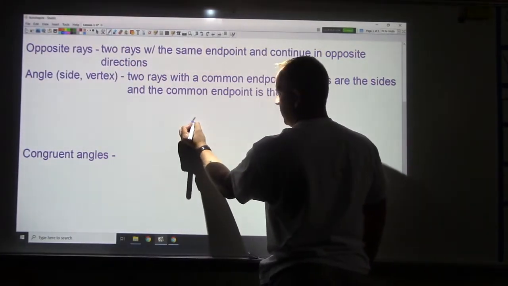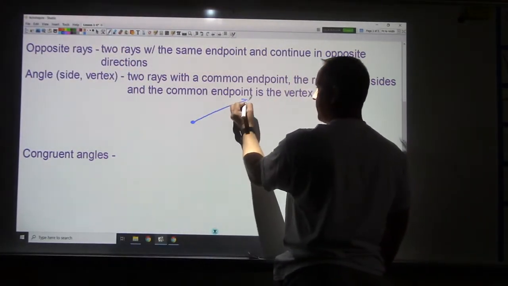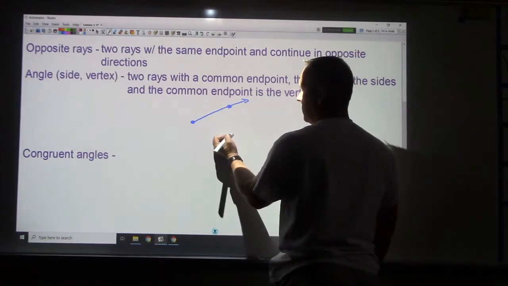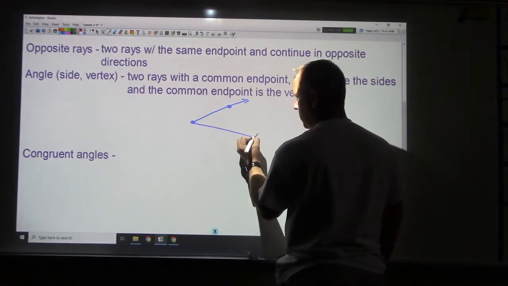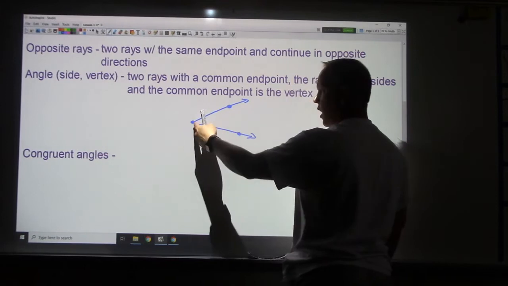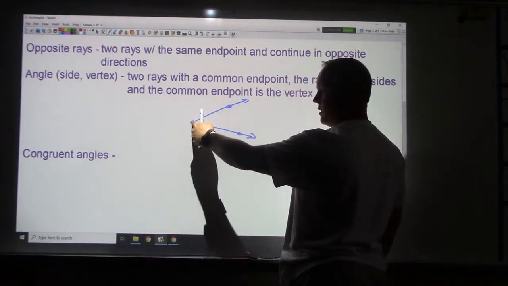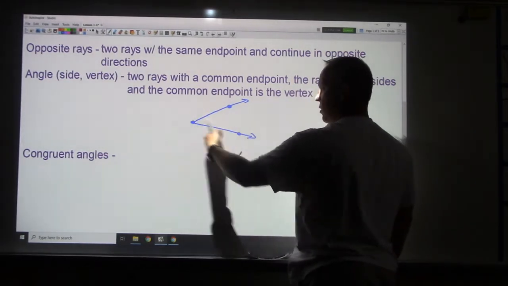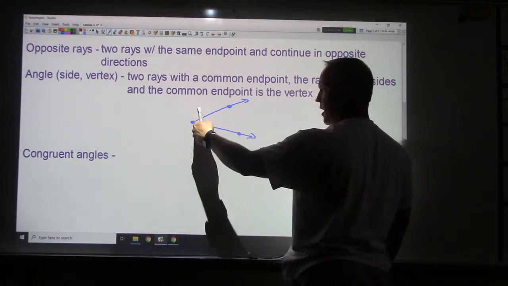So we got another crude sketch. One ray. Another ray. Common endpoint, there's your vertex. The vertex is the tip. The rays are the sides. Two rays with the same endpoint.